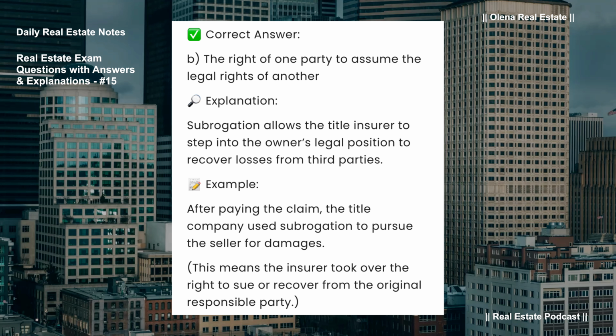Subrogation allows the title insurer to step into the owner's legal position to recover losses from third parties. For example, after paying the claim, the title company used subrogation to pursue the seller for damages. This means the insurer took over the right to sue or recover from the original responsible party.